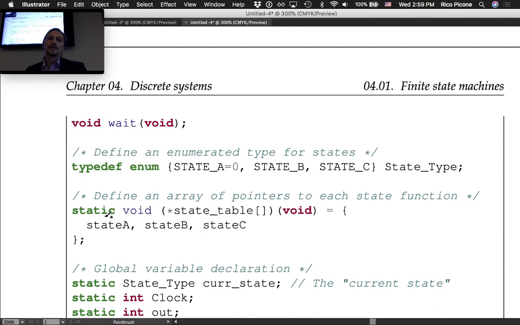Good. Okay, so we're going to use typedef and then enum. So state A, we want to define these three symbols: state A, state B, and state C. And we want state type to be a variable that can take on state A, state B, or state C as values.